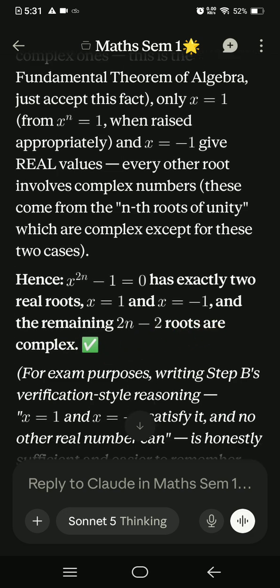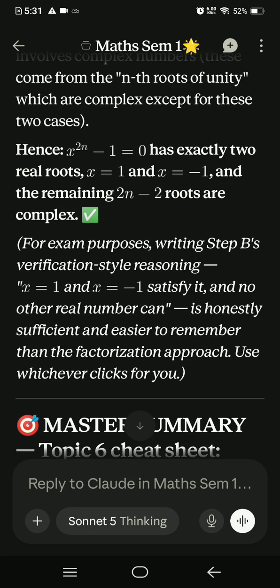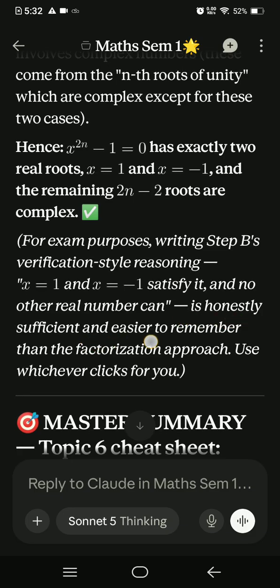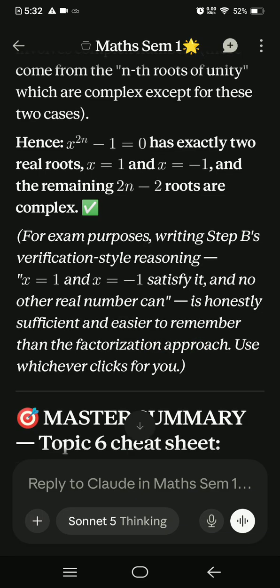How would we prove this? But for exam purposes, write the verification style reasoning. So this satisfies it, and no other real number can. That is honestly sufficient and easier to remember. Also, this is just a 2 marks question. So what would the examiner expect of me? Is this sufficient and easier to remember than the factorization approach? Use whichever clicks for you.